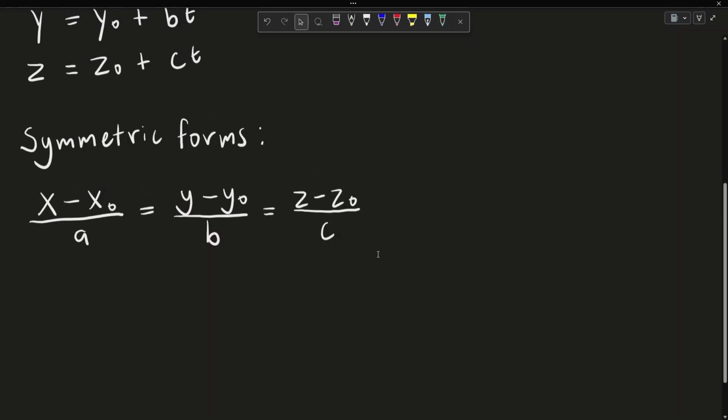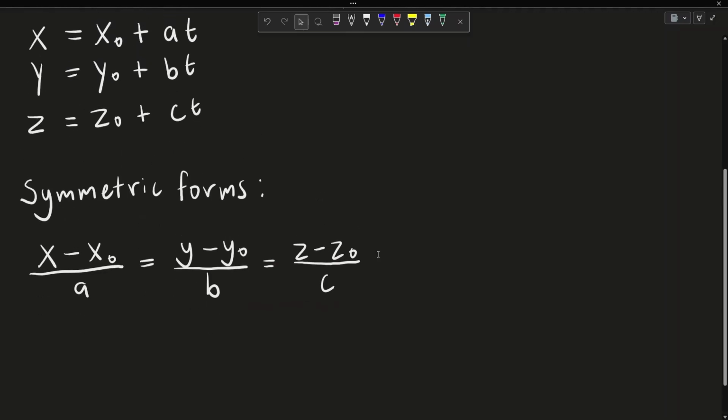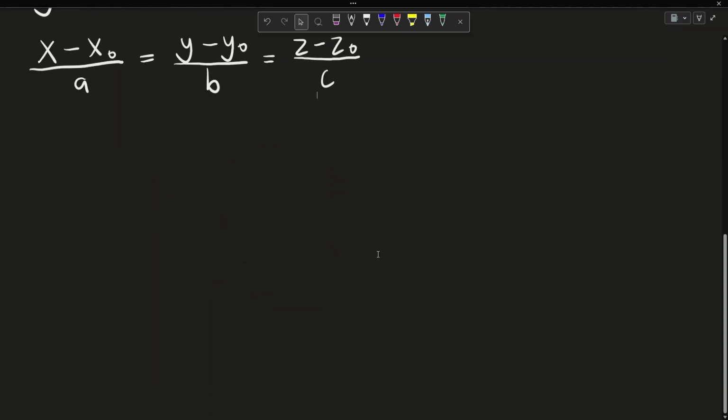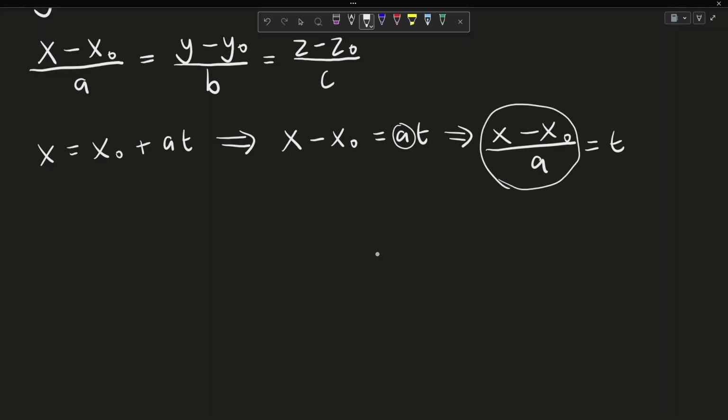The symmetric form can be derived from the parametric form if we equate all values of t. So in order to do this, let's rewrite out the parametric form and show you how you can obtain the symmetric form in case you aren't able to memorize this expression. So if we have x equals x naught plus a times t, we can rewrite this by subtracting x naught from both sides, which will give us x minus x naught equals a times t. We can then divide a from both sides. So this will give us x minus x naught over a equals t. As we can see, this is one part of the expression in the entire symmetric representation.